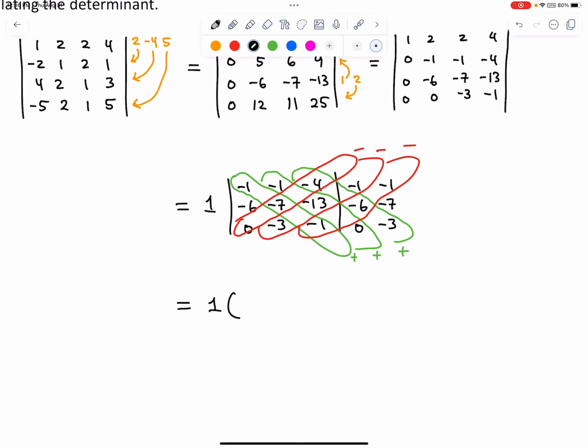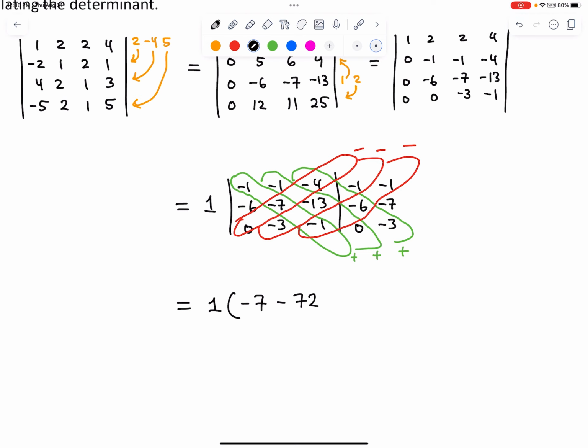We have negative 1 times negative 7 times negative 1. That's going to be negative 7, and keep the sign, so negative 7. We have negative 1 times negative 13 times 0. That 0 simplifies things. Don't need that. We have negative 4 times negative 6 times negative 3. This is going to be a negative 72. And those are the 3 green products, keeping their signs.